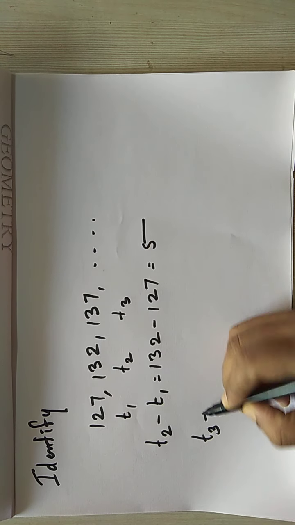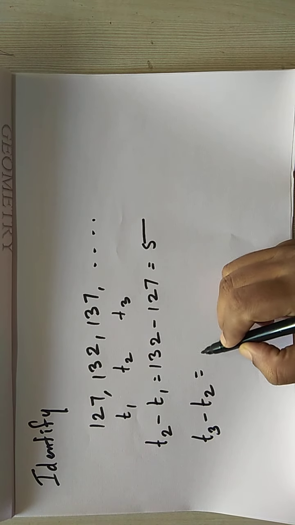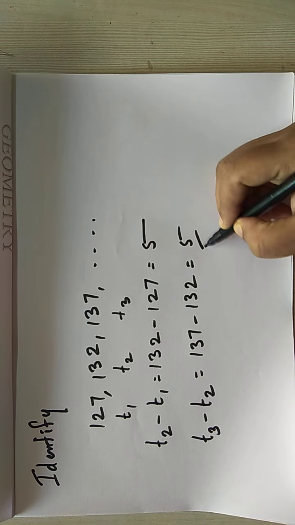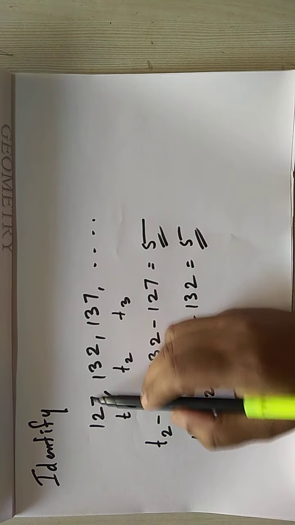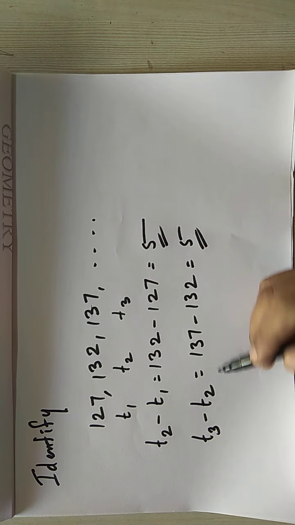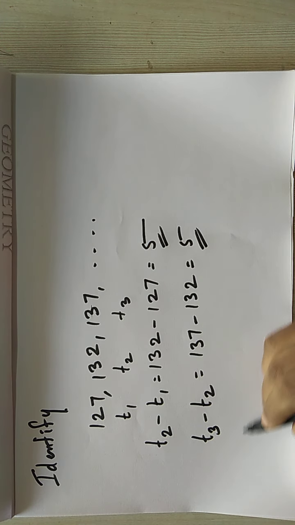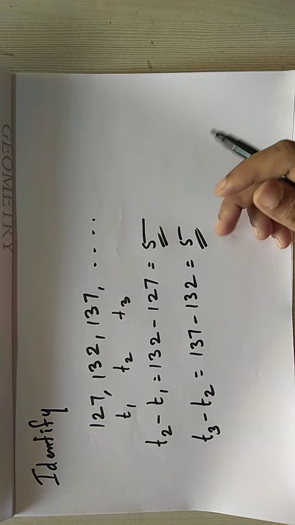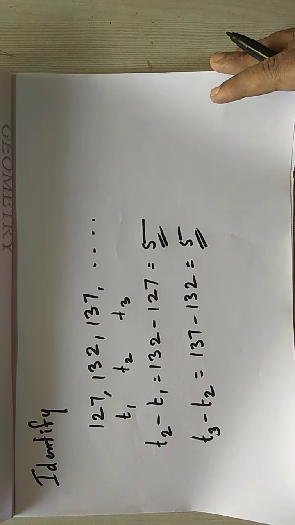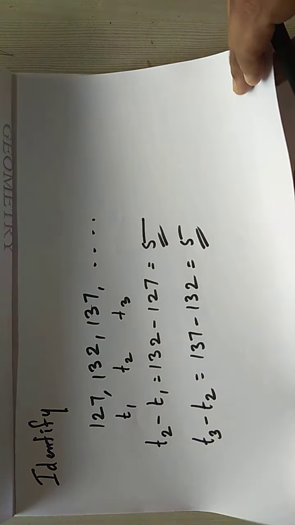Let's see whether we get the same difference between T2 and T3 or not. T3 minus T2 will be 137 minus 132, 5. So we see that the distance between these 2 terms and the distance between these 2 terms, or you can say the difference, is the same. So if the difference is the same, finally we can conclude, since the difference is the same, therefore the following sequence is an AP. This is how we solve the check sum, that is, check whether the following sequence is an AP or not.